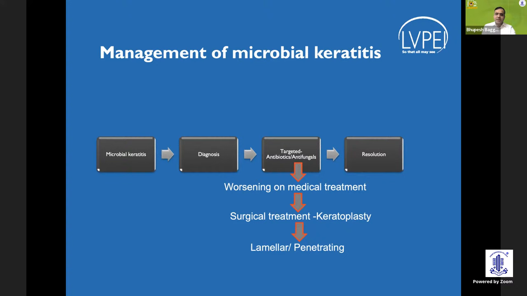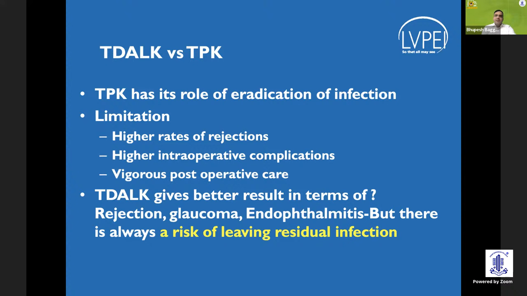When we say TDLK, it means therapeutic deep anterior lamellar keratoplasty, versus TPK. TPK definitely has a role in the eradication of infection, but its limitations are the high rates of rejection, as in any case of penetrating keratoplasty, with a higher rate of intraoperative complications, along with vigorous postoperative care. And that is the thing which actually limits the role of TPK. That's why we always try to find some way where we can avoid TPK.